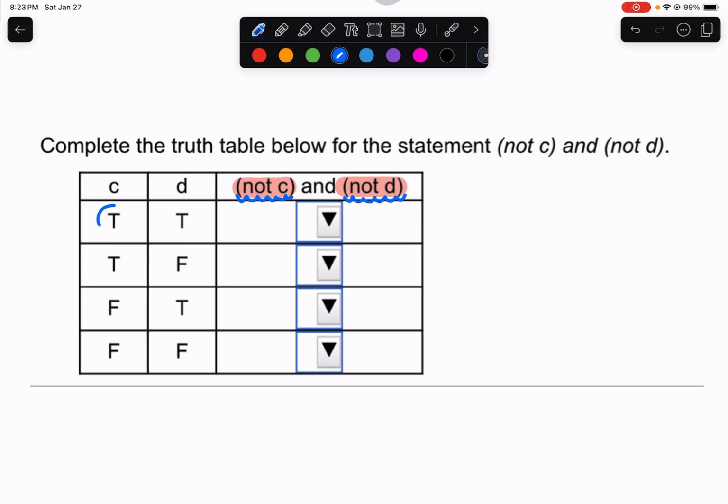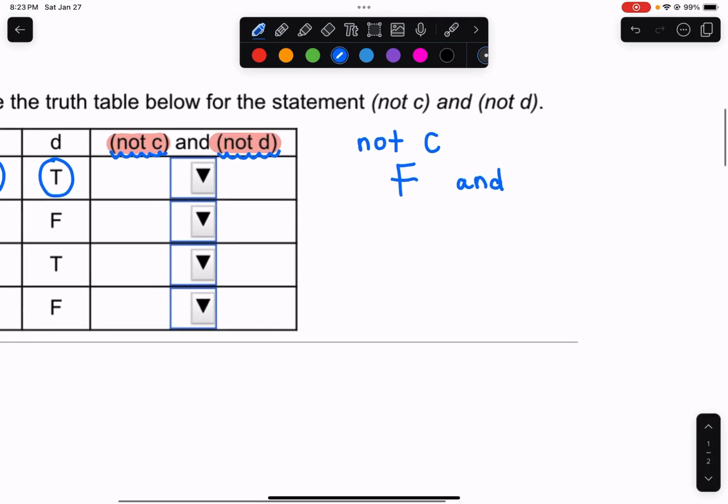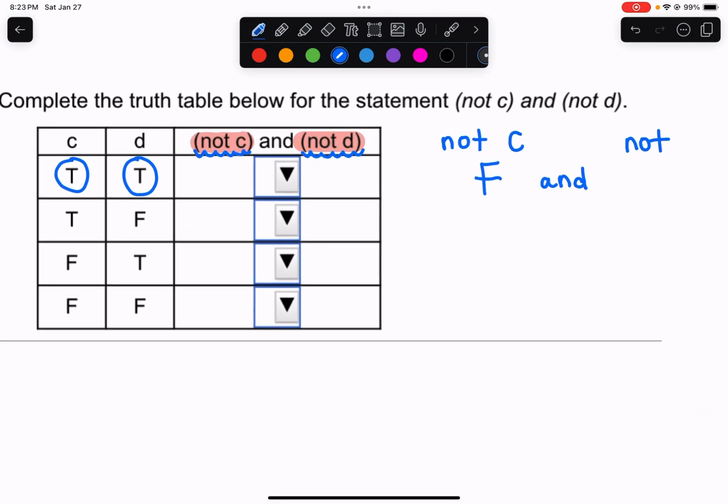So if C is true, not C will be false. And if D is true, not D will be false. We just need to make these two opposites. So when you start with T and T, you're going to get F and F. Well, for a conjunction to be true, both of these must be true, right? So when you have F and F, this automatically is a false conjunction.